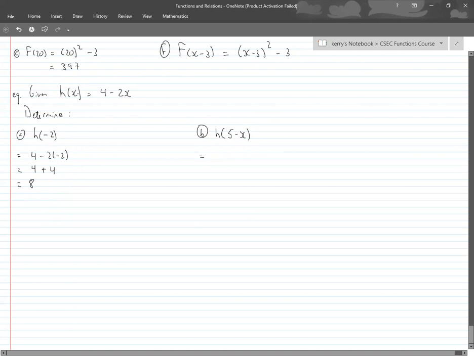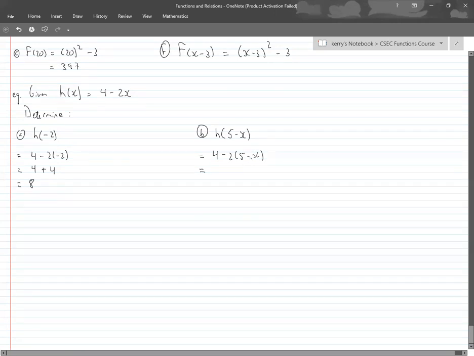So what we say is that x is being changed or mapped onto 5 minus x. So this gives us 4 minus 2 into 5 minus x. Now this is a good time for us to slow down and think carefully about this question. Remember, according to BODMAS or PEDMAS or PEMDAS, or however you want to pronounce it, the order of operations, we have to do what is within the brackets first. We don't have anything to do there.